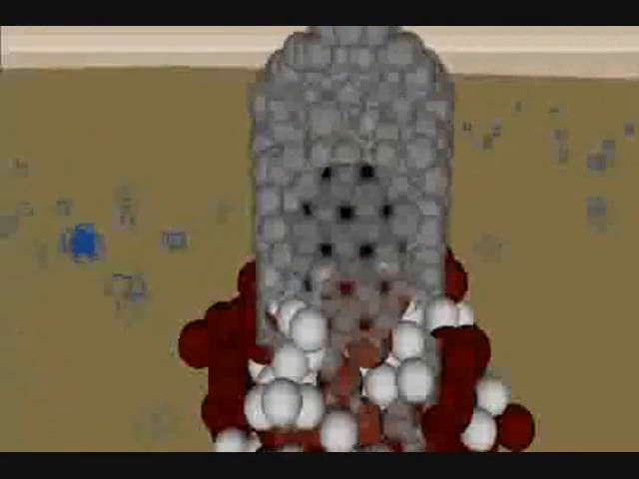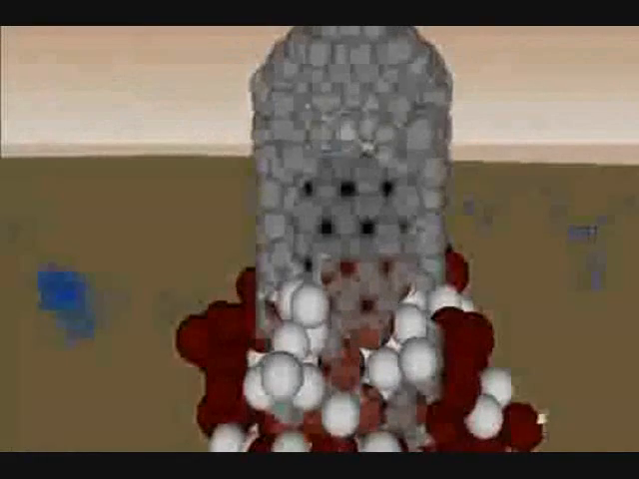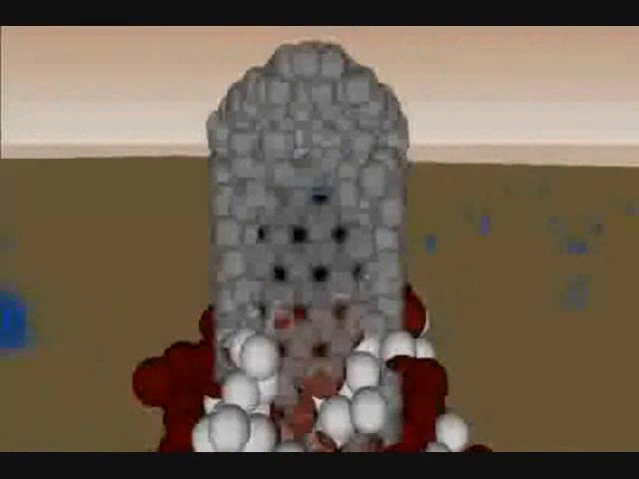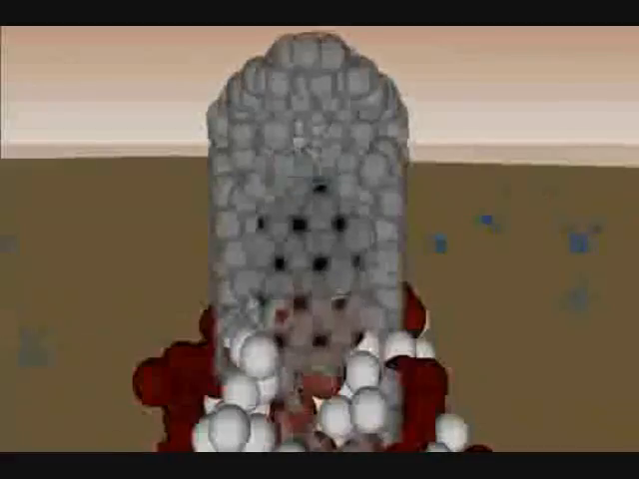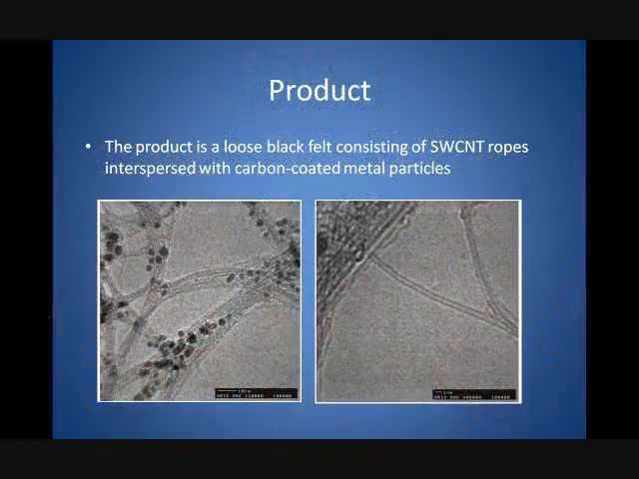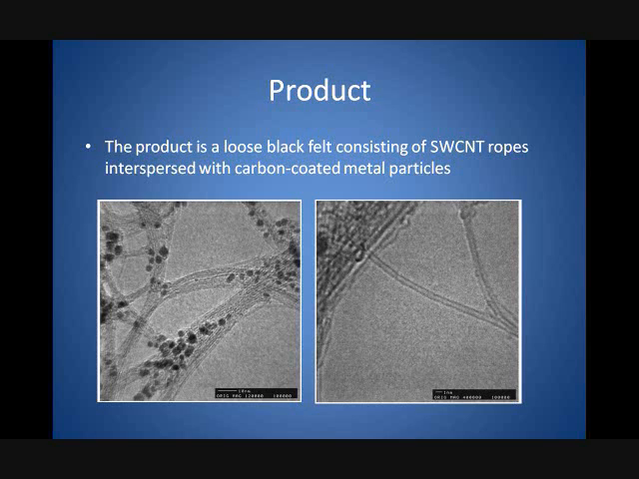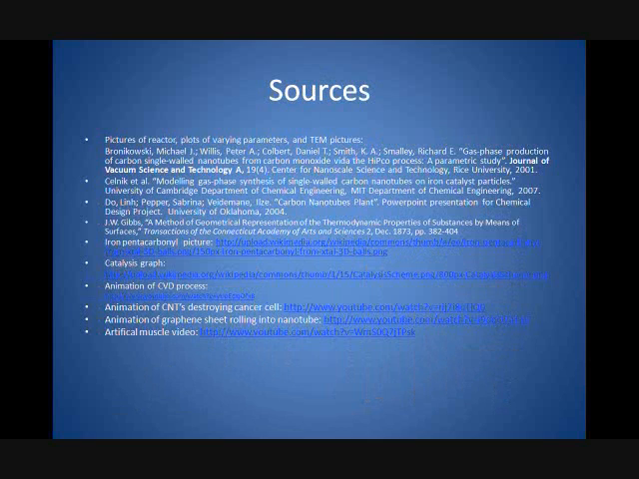The diameter of the resulting nanotubes is typically around 1 nanometer. It is determined by the size of the catalyzing iron cluster during carbon nucleation. The final product is a loose black felt consisting of single-walled carbon nanotube ropes interspersed with carbon-coated metal particles. These are images of the nanotubes obtained using transmission electron microscopy. The dark spots in the image are the iron clusters. These products can now be purified and sent out to customers.